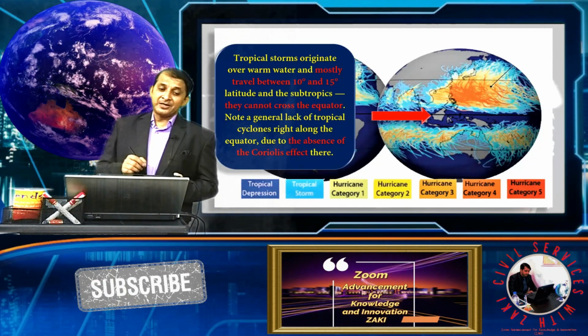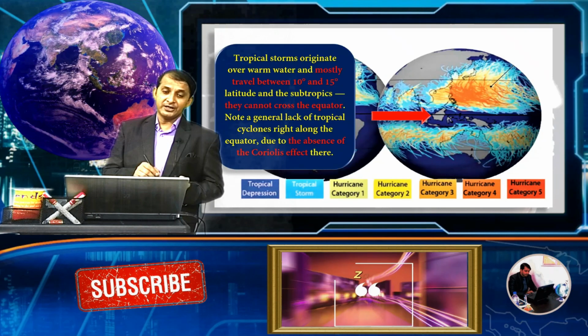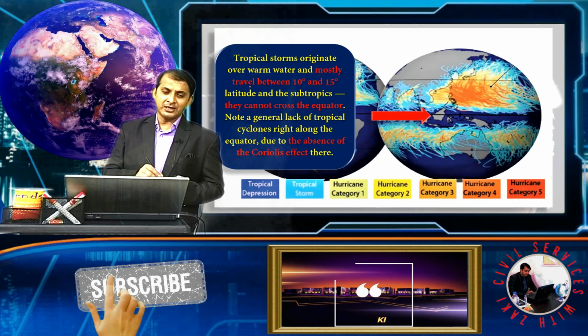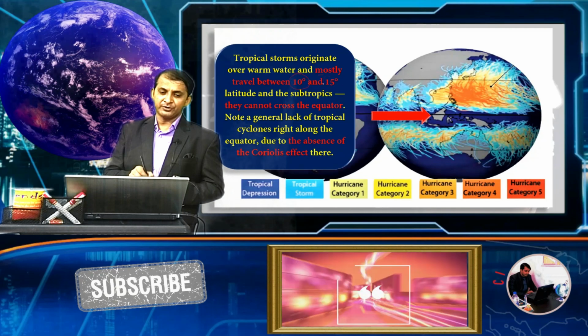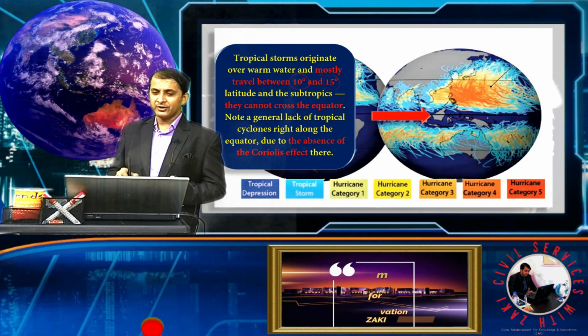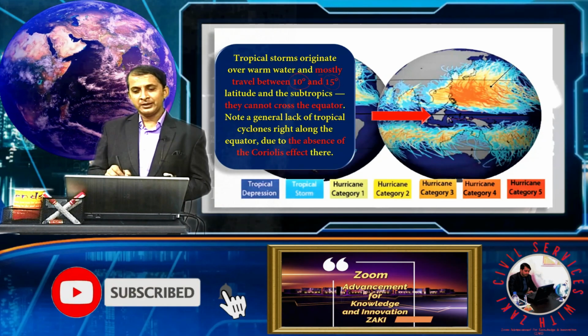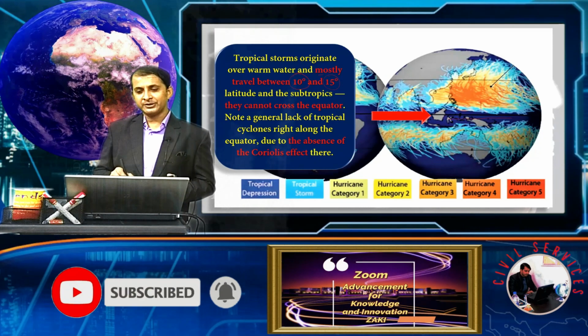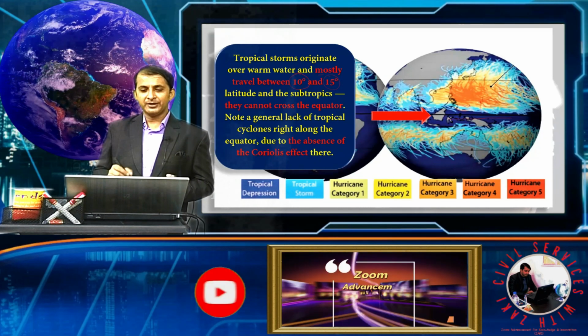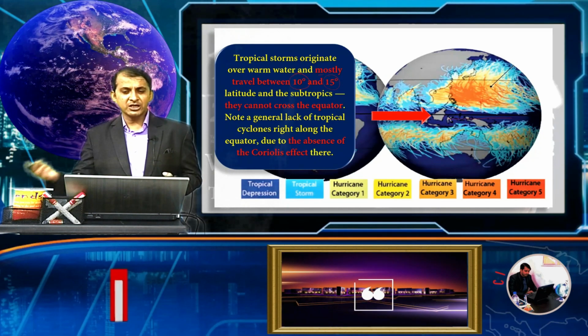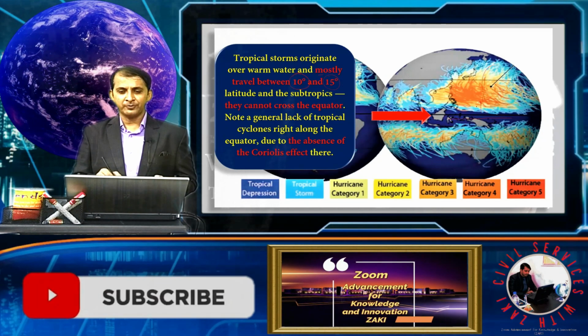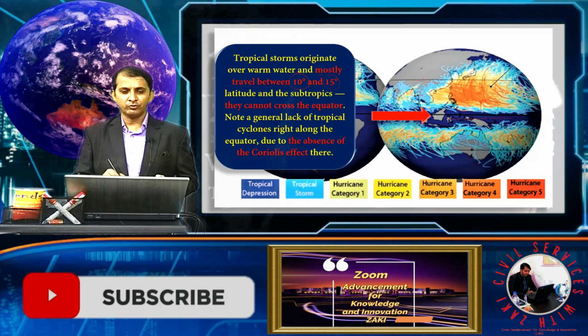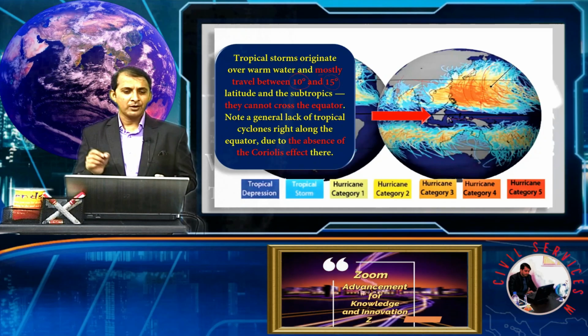Basically, tropical cyclones originate over warm water and mostly travel between 10 degrees and 15 degrees. If you see the equator, they travel from 10 degrees to 15 degrees and go to the subtropics. See here, they go to the subtropic area.